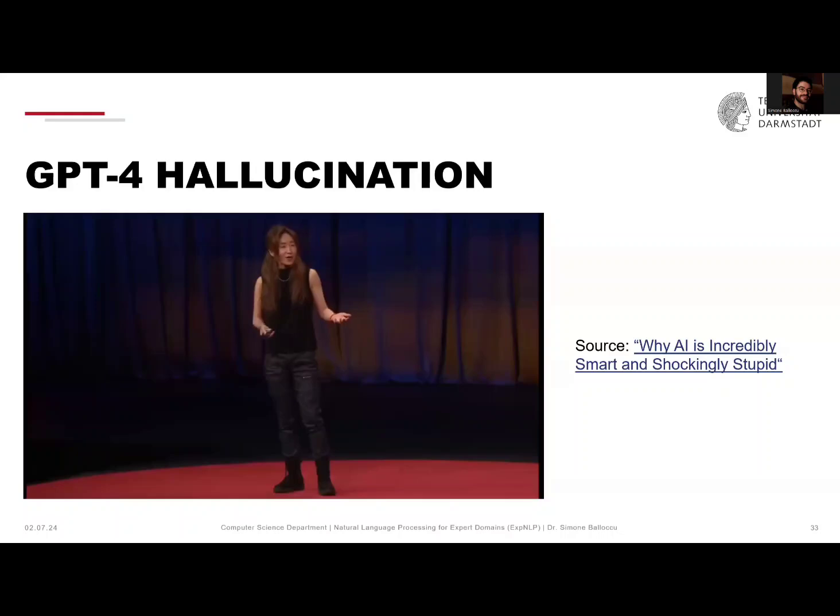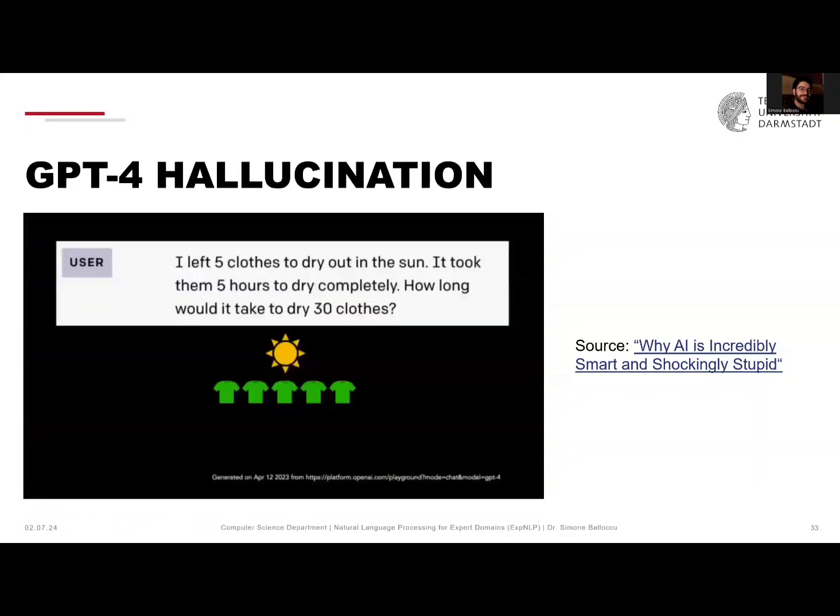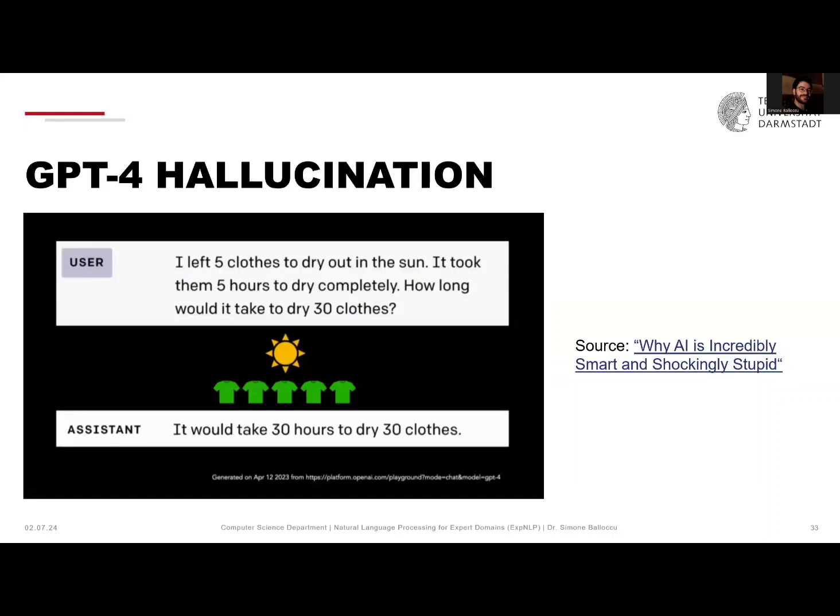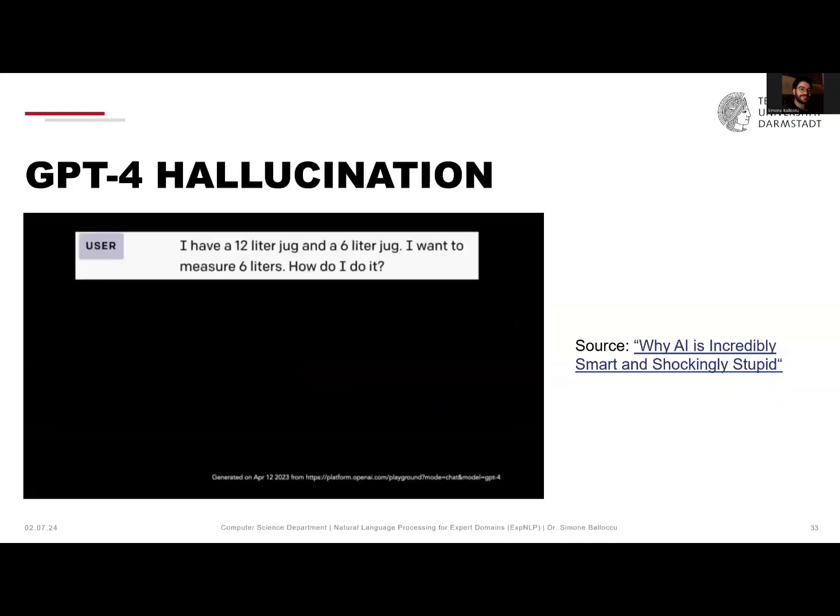AI is passing the bar exam. Does that mean that AI is robust at common sense? You might assume so, but you never know. So suppose I left 5 clothes to dry out in the sun, and it took them 5 hours to dry completely. How long would it take to dry 30 clothes? GPT-4, the newest, greatest AI system, says 30 hours. Not good.